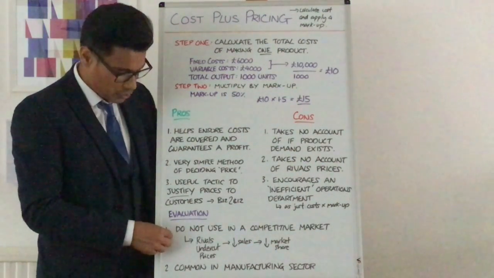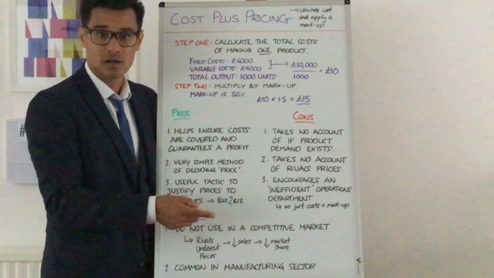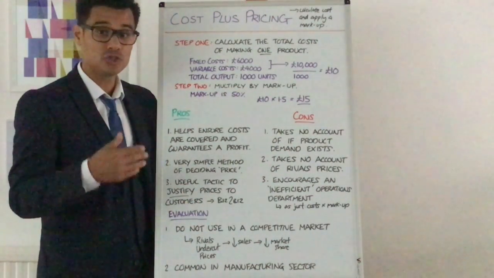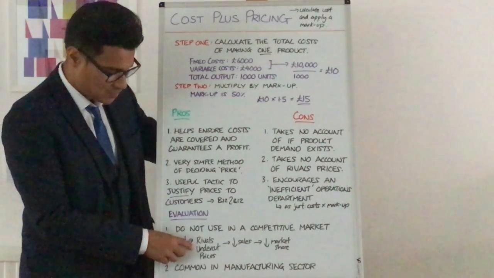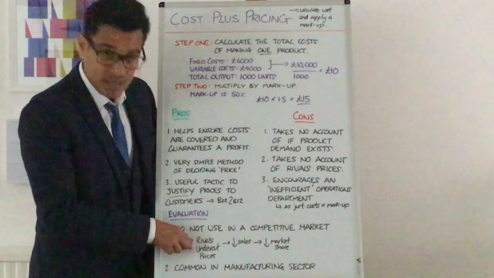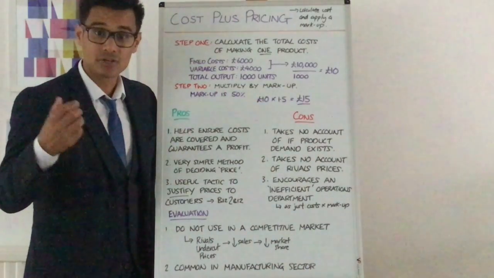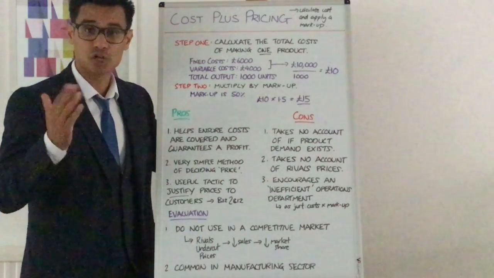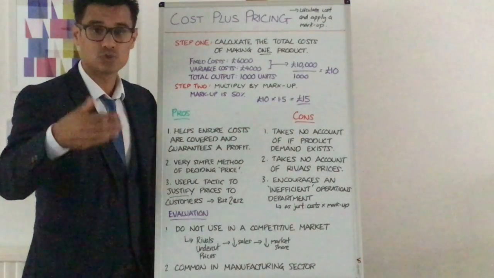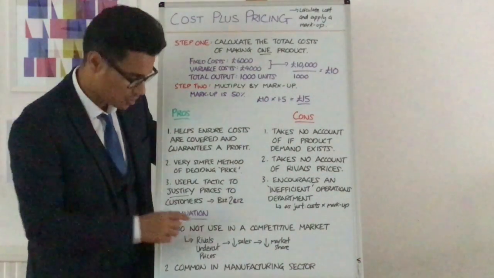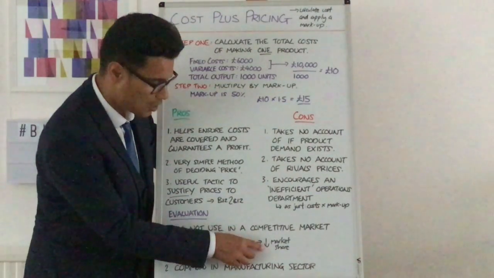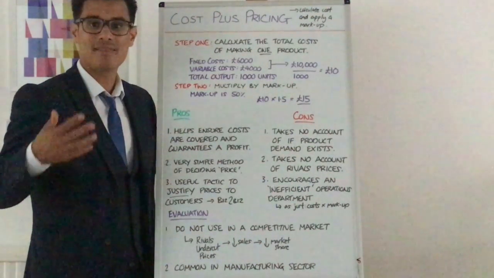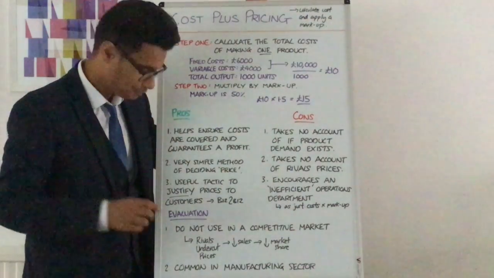Evaluation. Number 1 is do not use this in a competitive market. The reason why you should not use cost plus pricing in a competitive market is because it's very likely, if you use it in a competitive market, you'll get undercut. So your rivals will charge a lower price than you. And if your rivals, your competitors, charge a lower price than you, then you're going to have less sales. And if you have less sales, it's likely you have less revenue and therefore less market share.